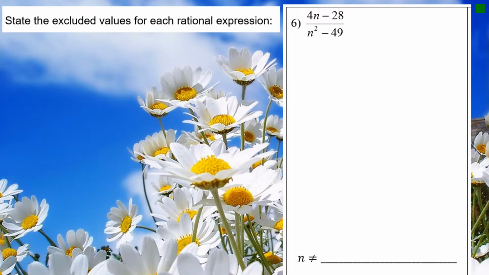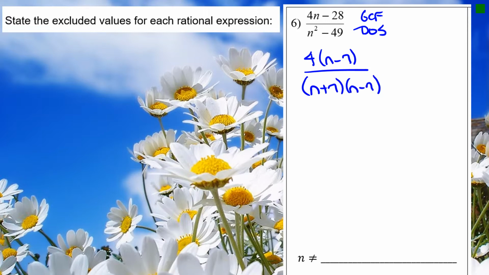Okay, on the top, I'm going to factor using a GCF. I'm going to pull out a 4. When I do that, I get n minus 7. On the bottom, I'm going to factor using difference of squares. It's going to be n plus 7, n minus 7. Once it's factored, I'm going to skip to the excluded values. You set the denominator not equal to 0. Subtract 7, n can't be negative 7.